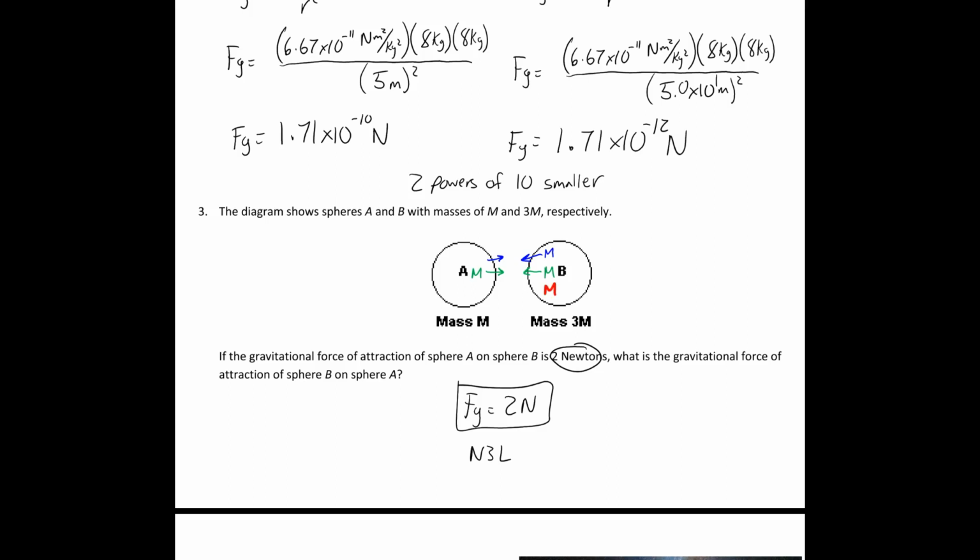Let me add that third m. All right? So this is attracted to that. This is attracted to that as well. So you could call it like 3 force vectors here and 3 force vectors here.